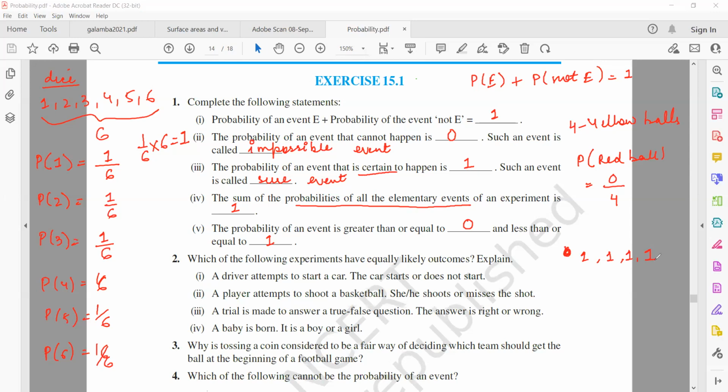Yes, ma'am. So there are 4 possibilities. Total possible outcomes are 4. But I want a red ball. So my favorable outcome is 0. So the answer will be 0. So in this case, the probability is 0.